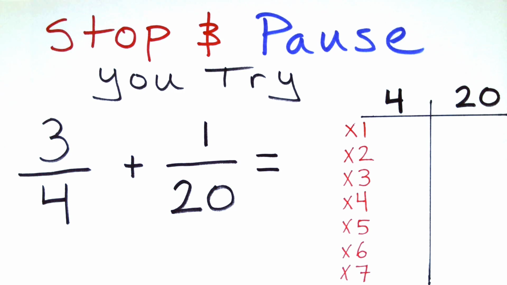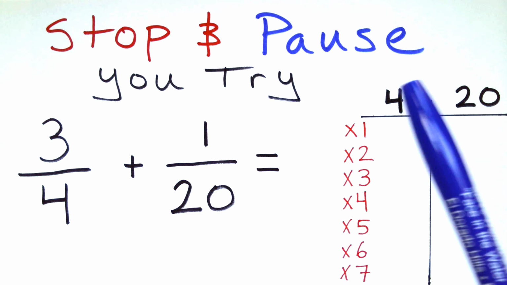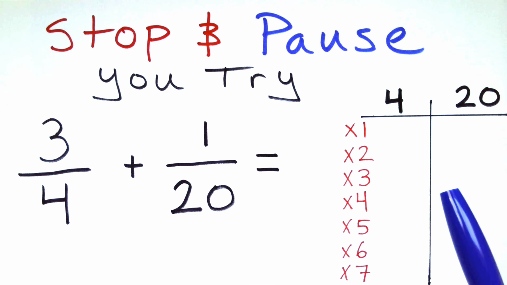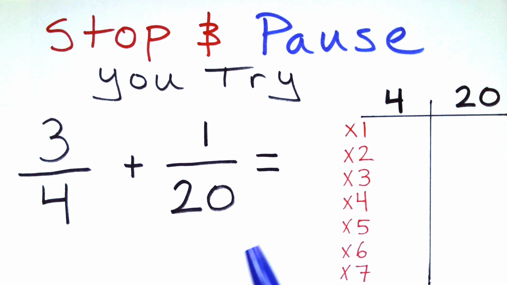We're continuing to work on fractions. Here I'm setting up a stop and pause you try problem. I've got at least a couple of these where you're going to try. We have 3/4 plus 1/20. Now you can only add or subtract fractions with that same common denominator. I've even set up your product table for you.